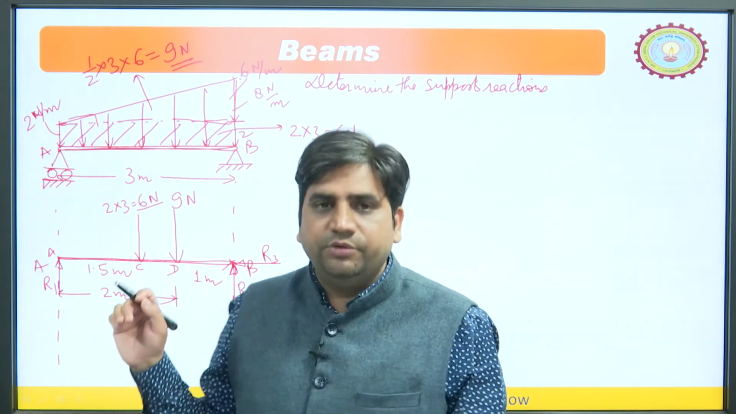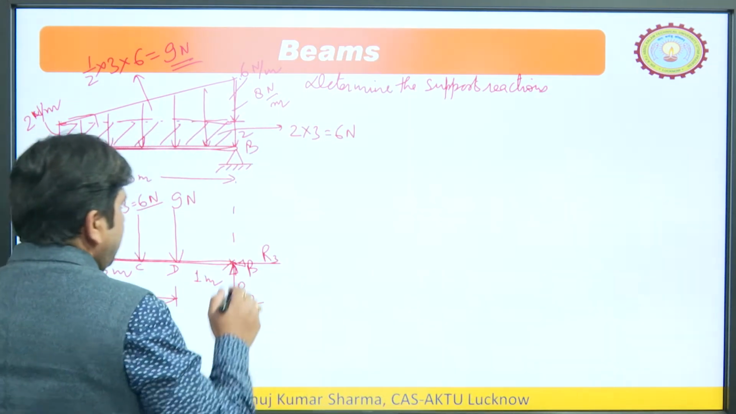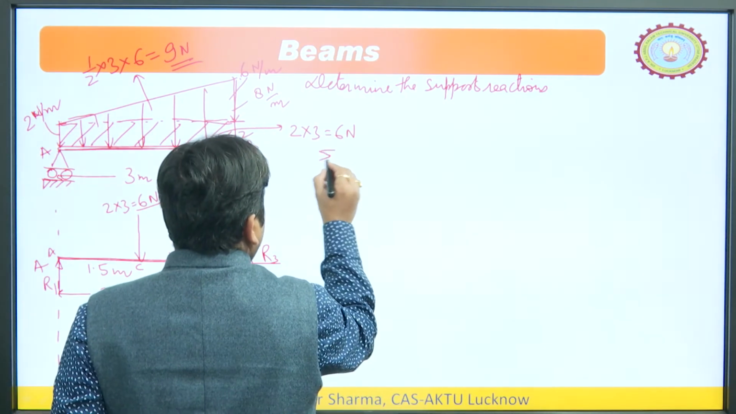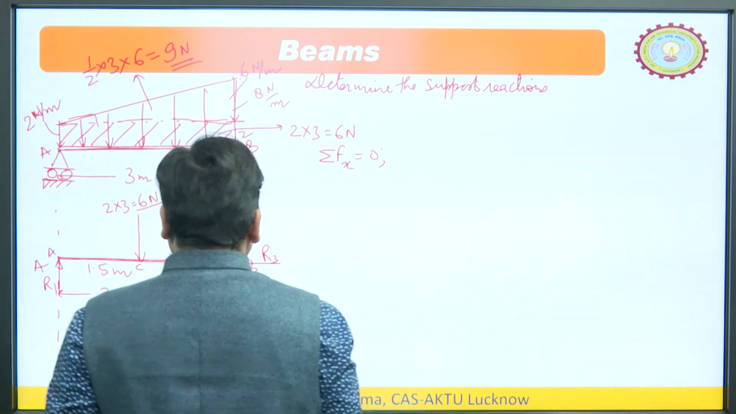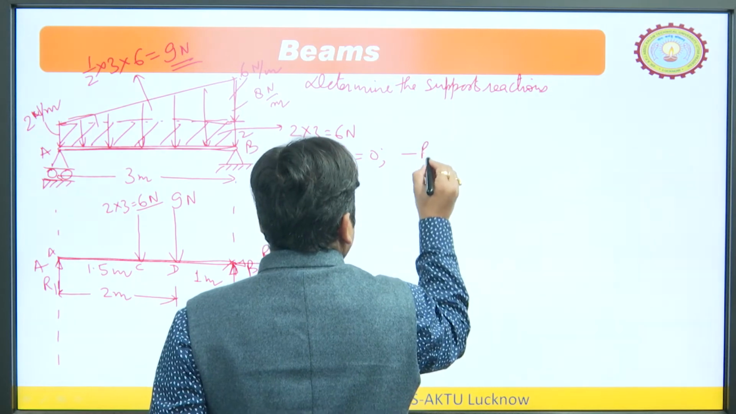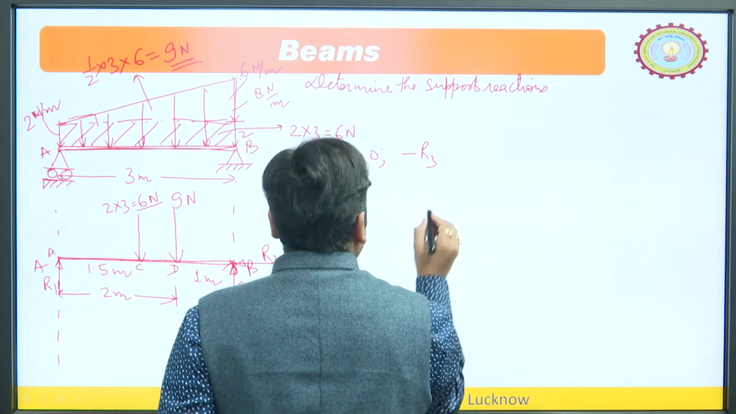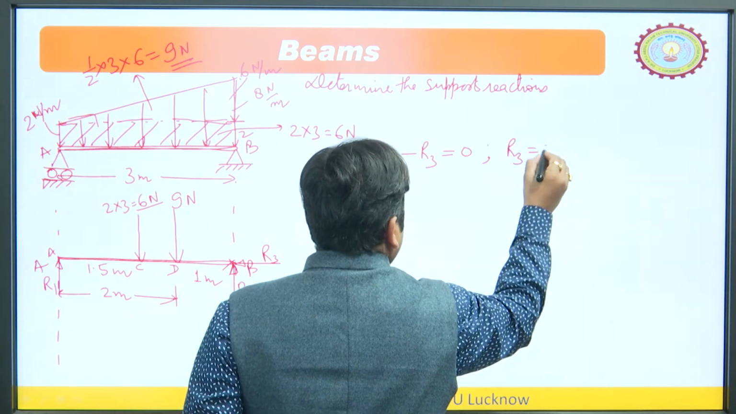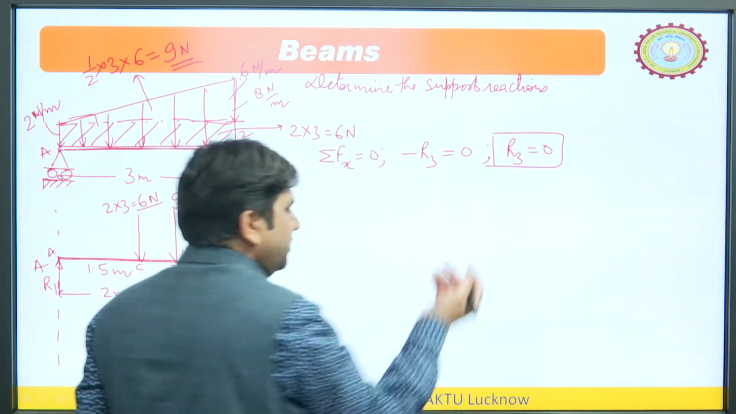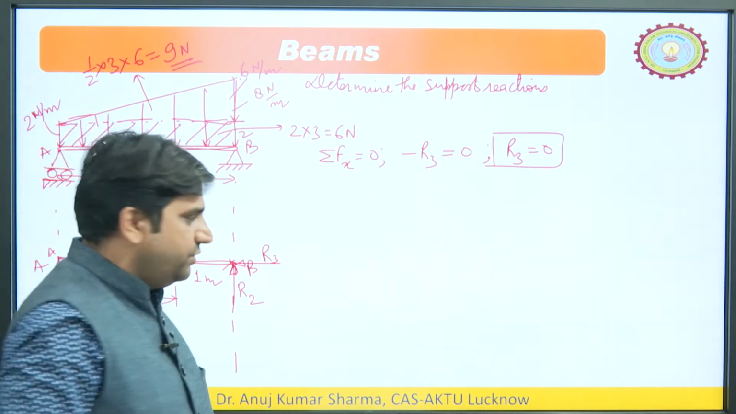Now, it is very simple to calculate. Now, you apply the equations of equilibrium. So, sigma Fx equals to 0. So, here you will see R3, so minus R3, no other forces in x direction. So, that is 0. So, it means R3 equals to 0. So, whatever would be the direction of R3, no need to be worried. It is always 0.